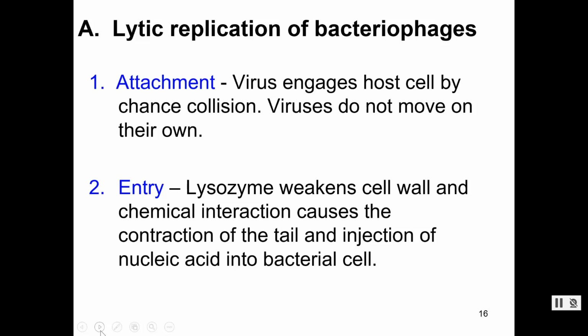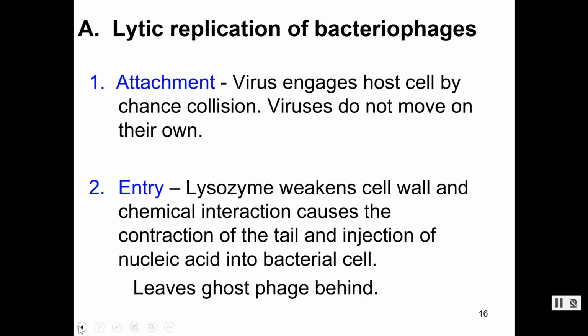Well, the virus attaches, and it actually has inside the virion an enzyme called lysozyme. So it has a protein that's packaged inside the virion, and that protein is lysozyme. And lysozyme is a protein that weakens the cell wall. So if it weakens the cell wall, it's going to poke holes in the cell wall. It makes it weaker, that peptidoglycan cell wall, and that's going to help entry. There's also a chemical reaction, and let me see if I have a picture of it.